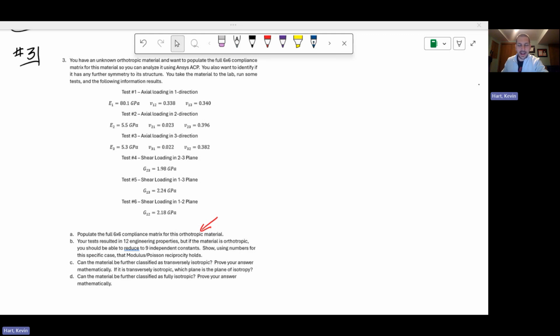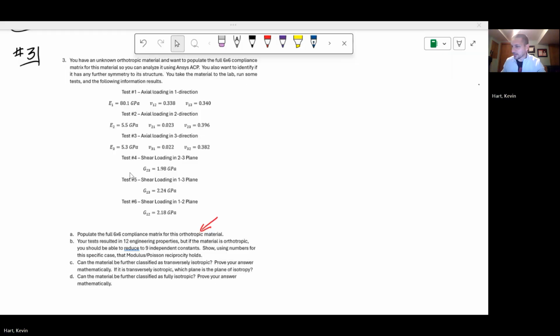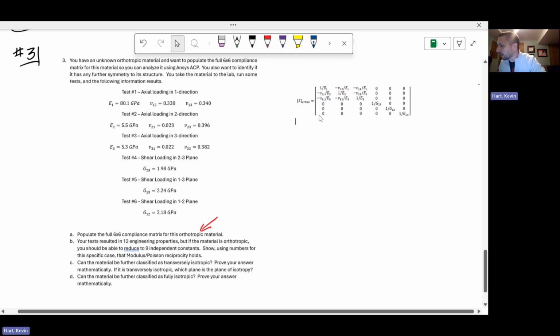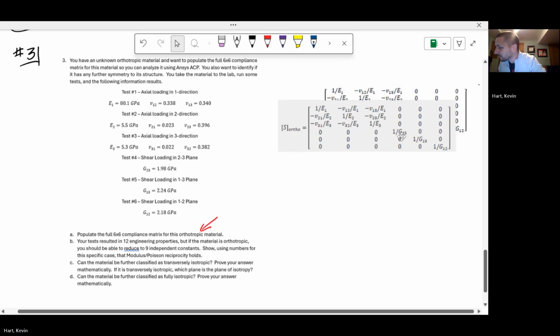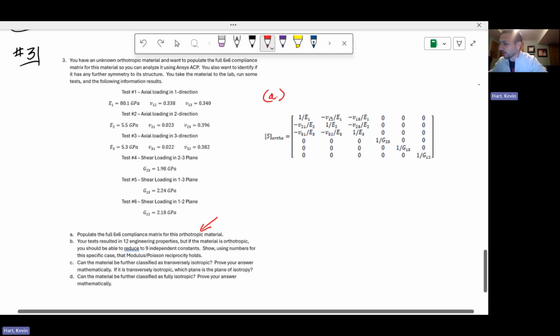All you'd have to do is understand how the compliance matrix gets populated if you know material properties. And that actually just comes from the equation sheet for the class. It's part of the notes as well. So if you want to do that, here is the full 6x6 compliance matrix for an orthotropic material given material properties. So here, this is for part A. You have, for instance, the 1-1 entry as 1 on E1. So, okay, E1 that we tested in the lab is 80 GPa. So, 1 on 80 GPa, that's your entry in the S11 portion.